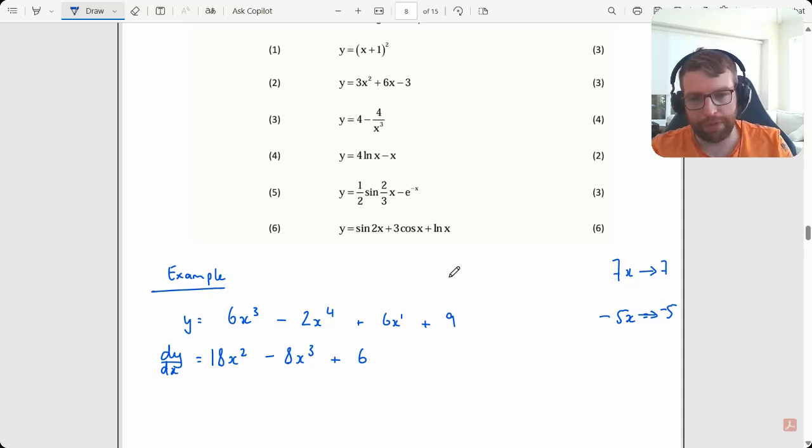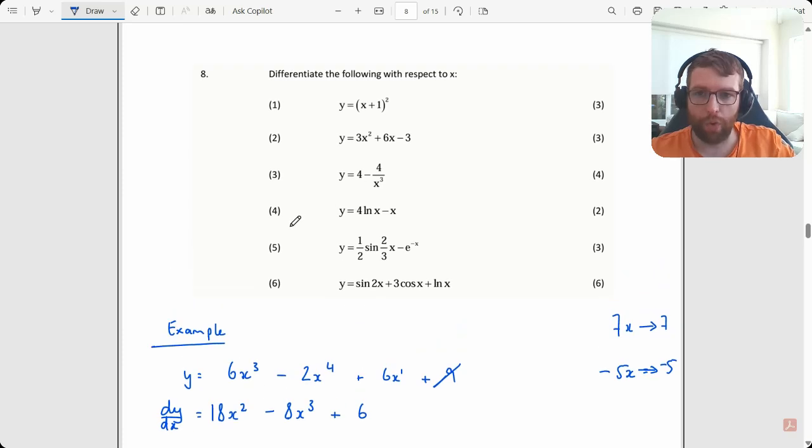And any numbers, constants 9, 115, 25, minus 60, or even like pi, they just go to 0. So the 9 just disappears. That just goes when you differentiate. Okay, so that's just an example. And again, I'll try and find worksheets with answers so you can basically do a lot of practice on those.